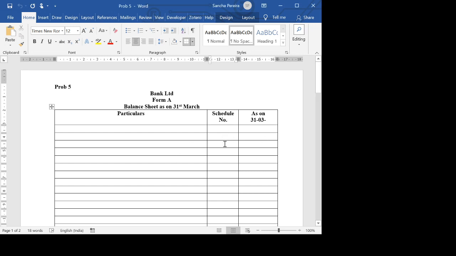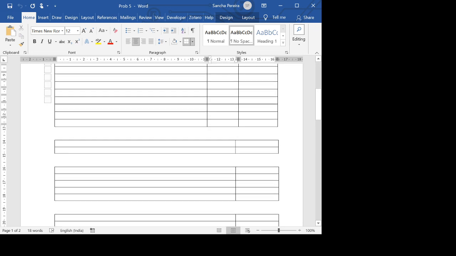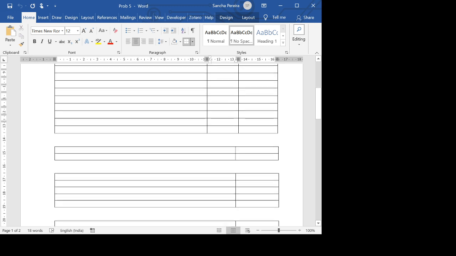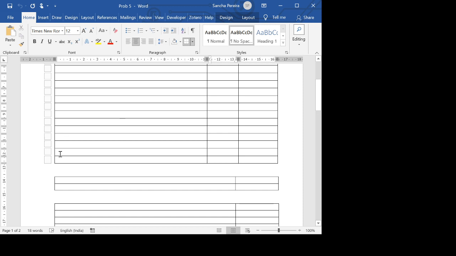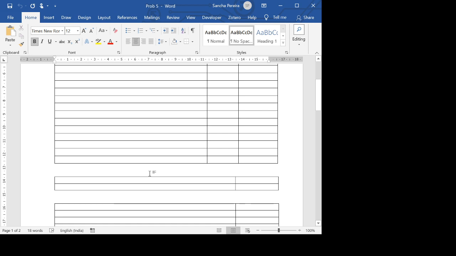So, problem 5, we have already discussed the problem. Now, before we come to the format, we need to prepare the schedules. I have just made small tables for the schedules. When I am preparing the schedules, I will go in order, starting with schedule 1, because we have already gone through the problem and we know what goes in schedule 1.